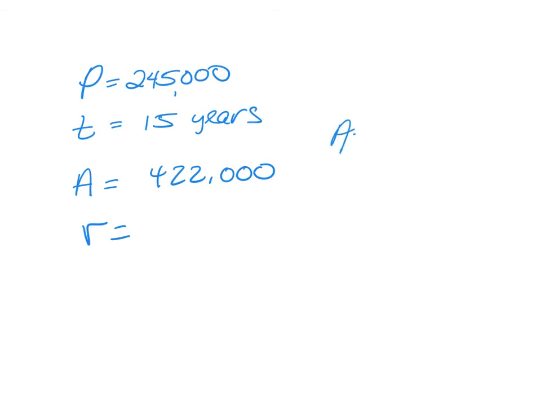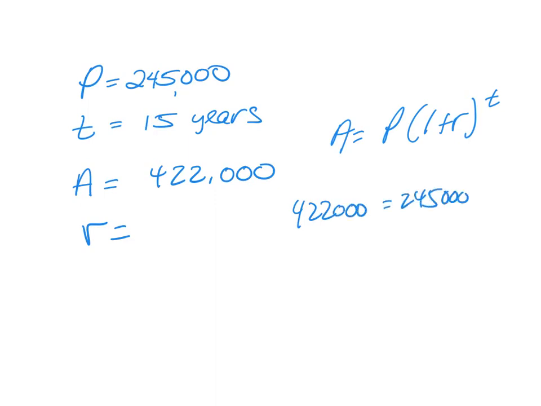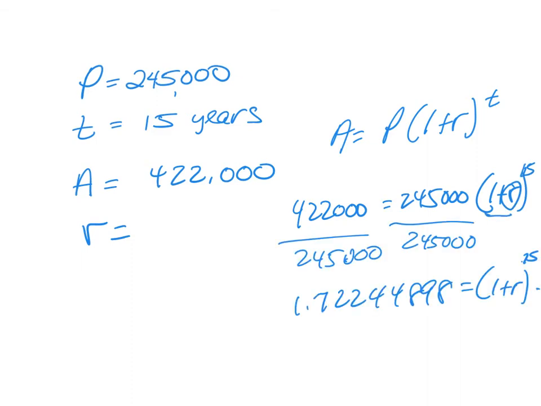The formula is A equals P, 1 plus r to the t. And I have the A is 422,000, and the P is 245,000, and then 1 plus r to the 15. So I have to leave this r alone. So the first thing we do is get rid of the 245,000 by dividing both sides by 245,000. Now how do I get rid of the 15?